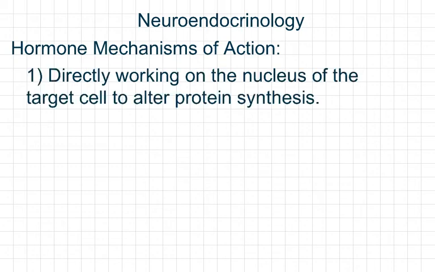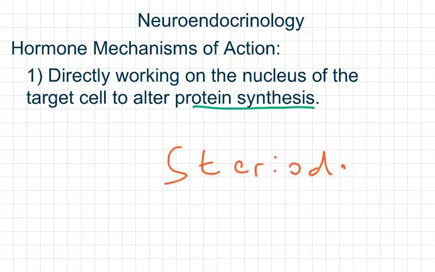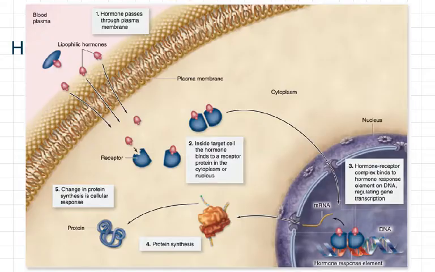So the first is where the hormone works directly on the nucleus of the target cell or tissues to alter protein synthesis. And a great example for this type of mechanism of action comes with steroids. And so how does this work? With this mechanism of action, the hormone, particularly steroids, is lipophilic. And so it has the ability to come directly through the membrane without the need of a receptor.